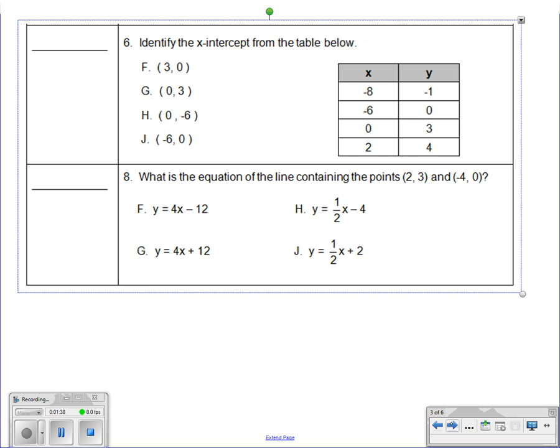Number 6. Number 6 on the test is asking to identify the x-intercept from the table. Number 6 on the test is just like review question number 2.